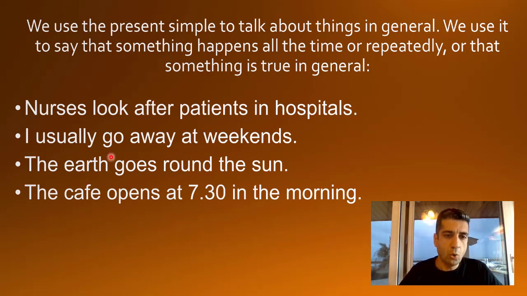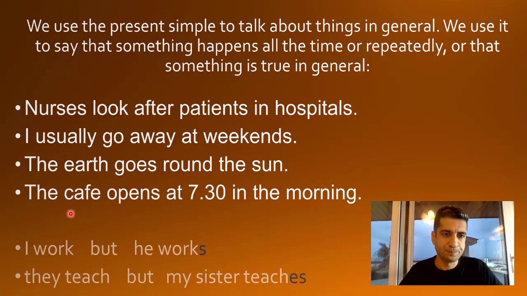I usually go away at weekends. So this is my habit. This is what I do repeatedly, every week, for example. The earth goes around the sun. This just happens, right? The earth always goes around the sun. And the cafe opens at 7:30 in the morning. It repeats every day. The cafe opens at 7:30 in the morning.